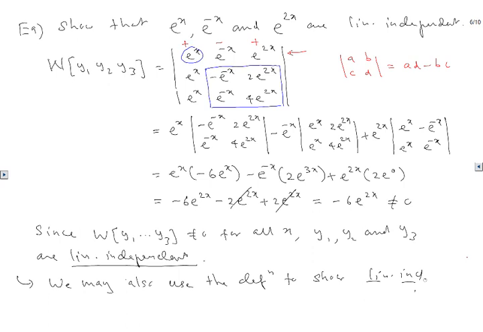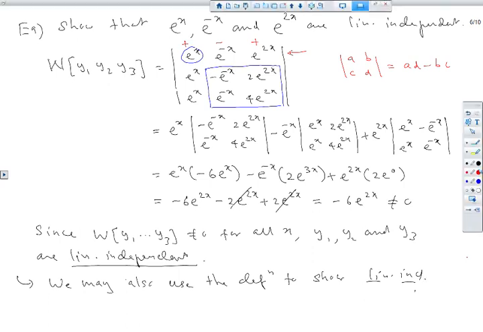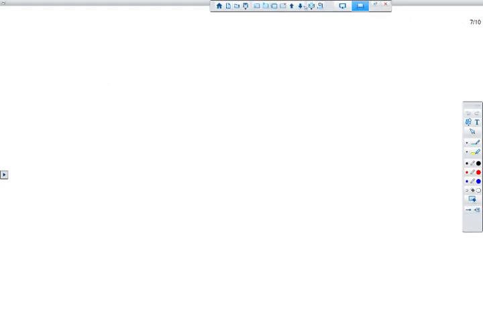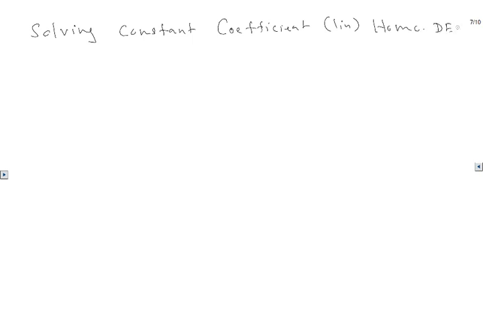So let's go to the main part. What's the main part? How to solve such equations. So let's talk about that now. Good. So solving a constant coefficient, that means it's automatically linear when you do that, homogeneous differential equation. So that's the major part.